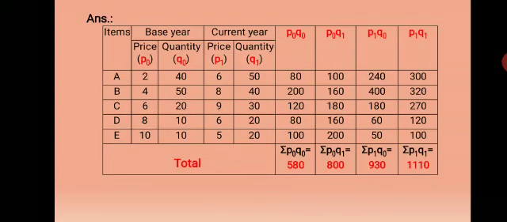Then we will calculate P1 into Q1, that is 6 into 50 we will get 300, then 8 into 40 is 320, then 9 into 30 is 270, then 6 into 20 is 120, and the last is 5 into 20 is 100. By adding all P1 Q1 values, we will get summation P1 Q1 is equal to 1110.